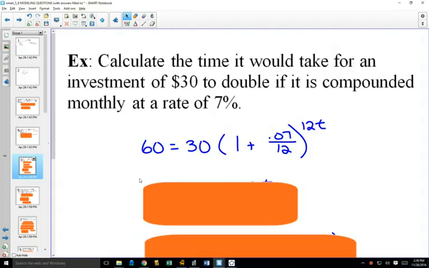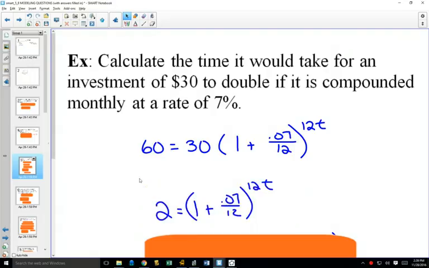But before we get to the logs, you're going to find that whenever you have a number in front like this that's multiplied by something else, it's going to be easier if you divide first. I don't know if easier, just a little bit less work. So if I divide both sides by 30 first, then I'm going to get 2. 2 is equal to 1 plus 0.07 divided by 12 to the 12t. And the interesting thing that comes out of this is that it doesn't matter if this was 30 and 60 or 30 million and 60 million. When you divide, you're going to get 2.